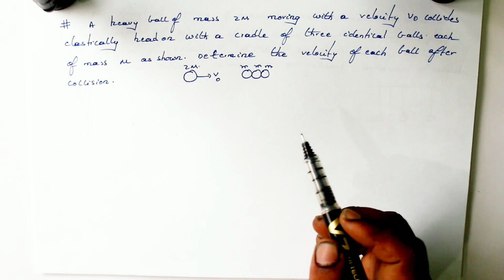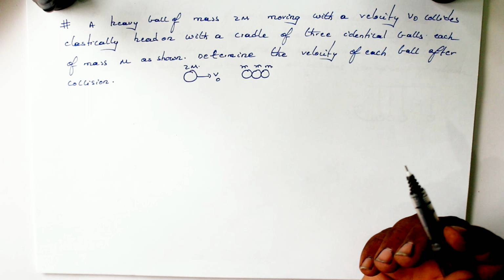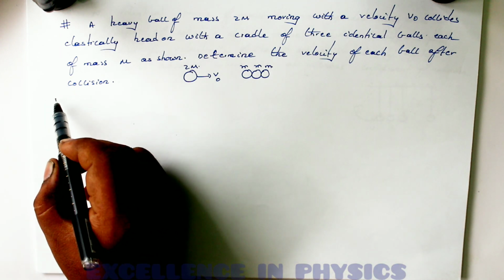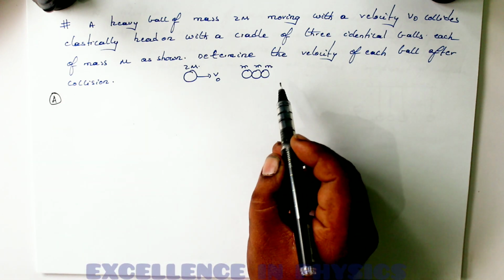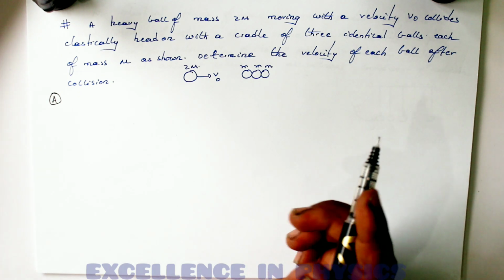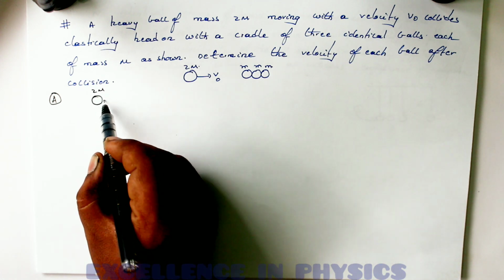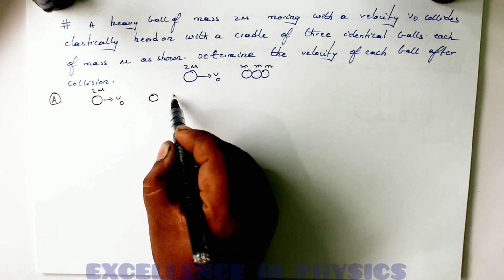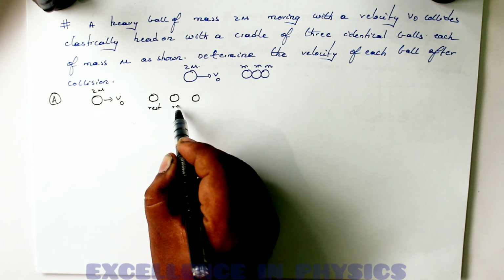Not only one collision, successive collisions will take place. So finally we are supposed to find out the final velocity of each ball. Before doing this problem, we will assume a small gap between the balls so that we can very easily calculate the velocities after each collision. So this is a ball of 2m, moving with initial velocity v0, and let these be my first mass, second mass and third mass. Initially all of them are at rest.